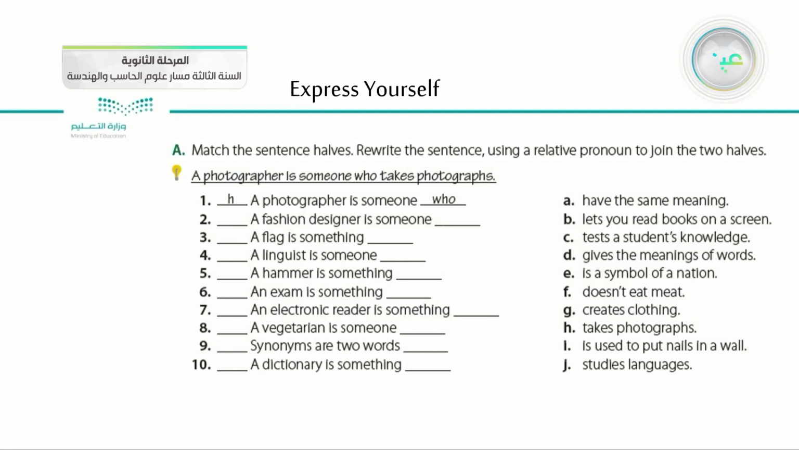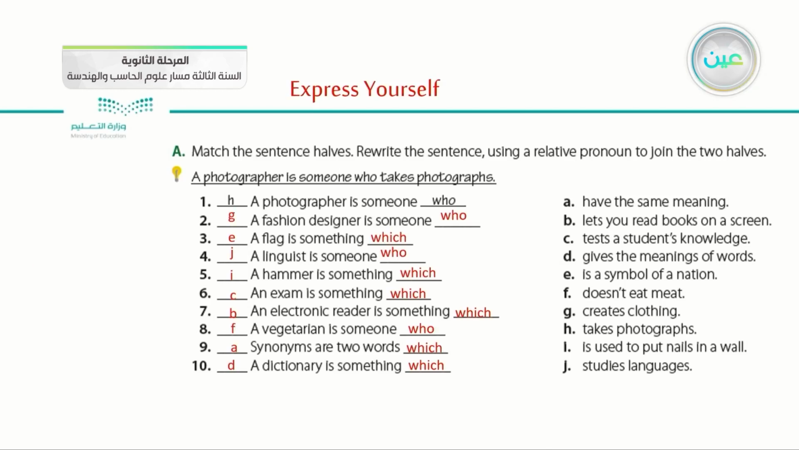In the first one, we tried to match or complete the half of the sentence on the left side with the other halves on the right side, and link or combine these 2 halves by using relative pronouns like who and which. The answers for each one of them are as shown here on this slide.